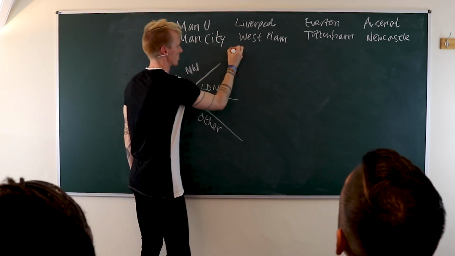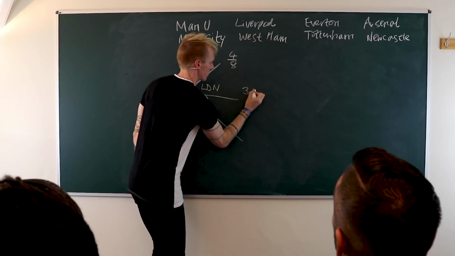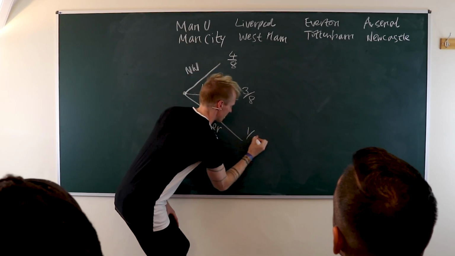4 out of 8 that we draw a team from the northwest. London? There's 3 teams out of 8. Yeah, exactly. So it's going to be 3 out of 8. And then other, just 1 out of 8 left, which is Newcastle, exactly.